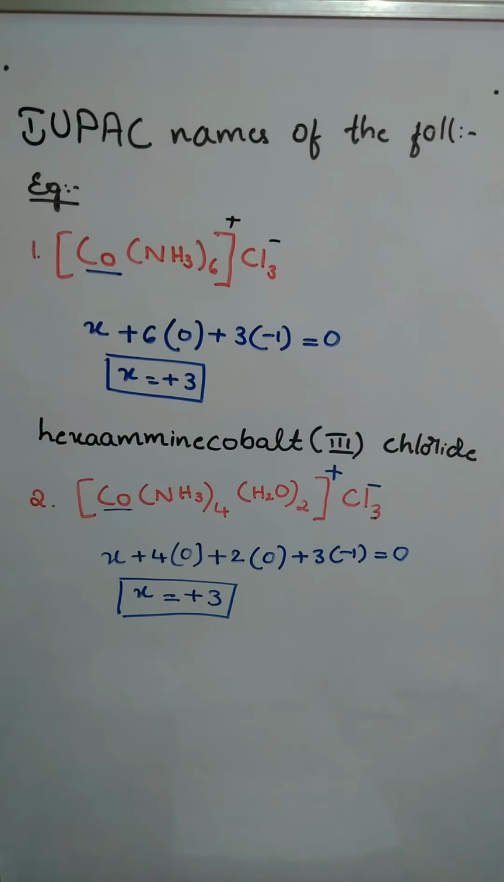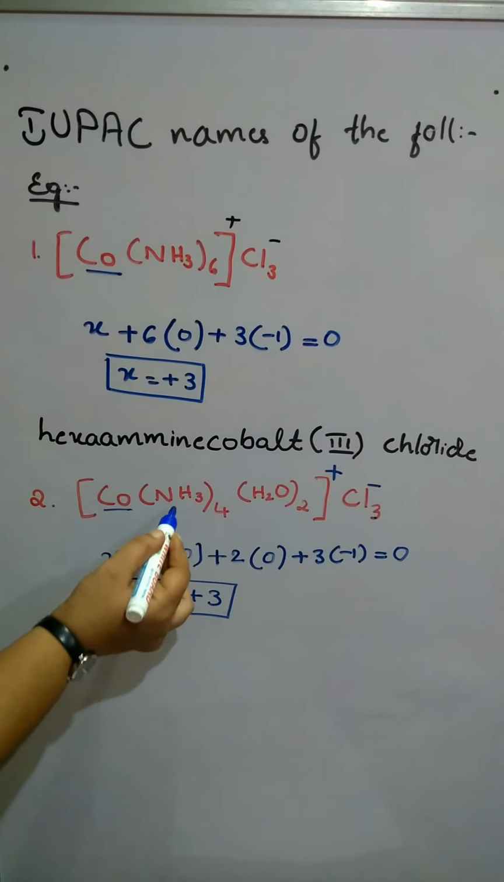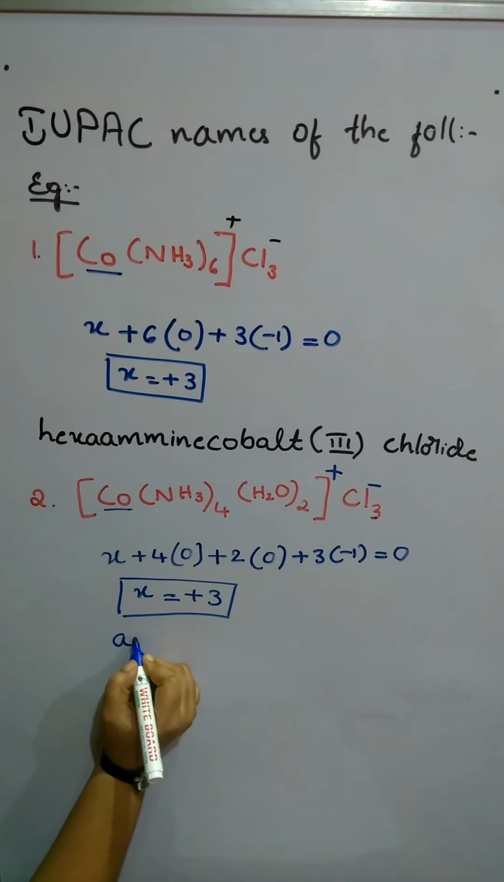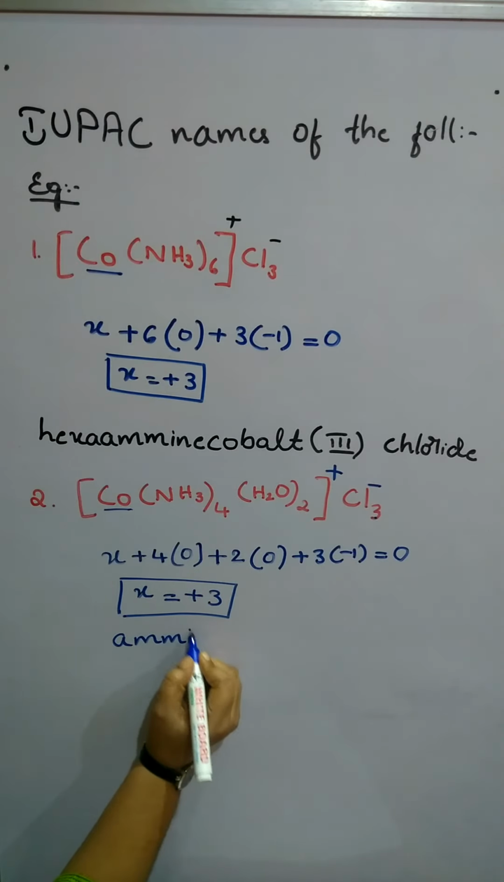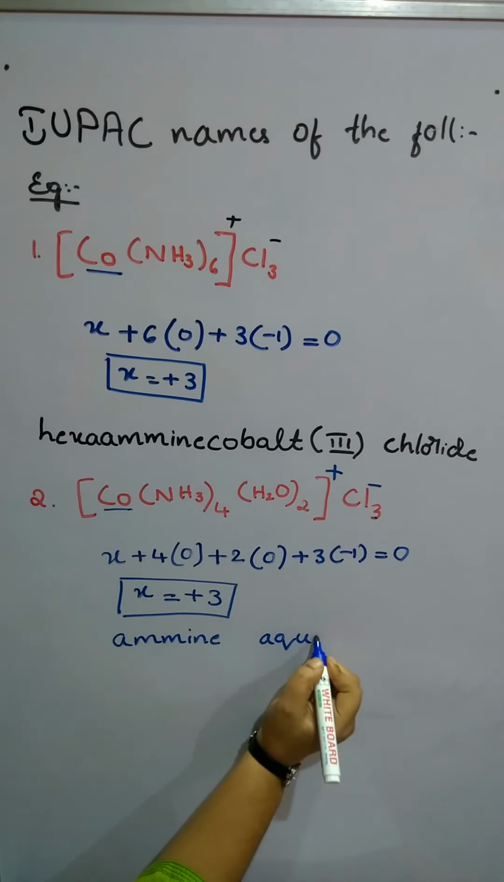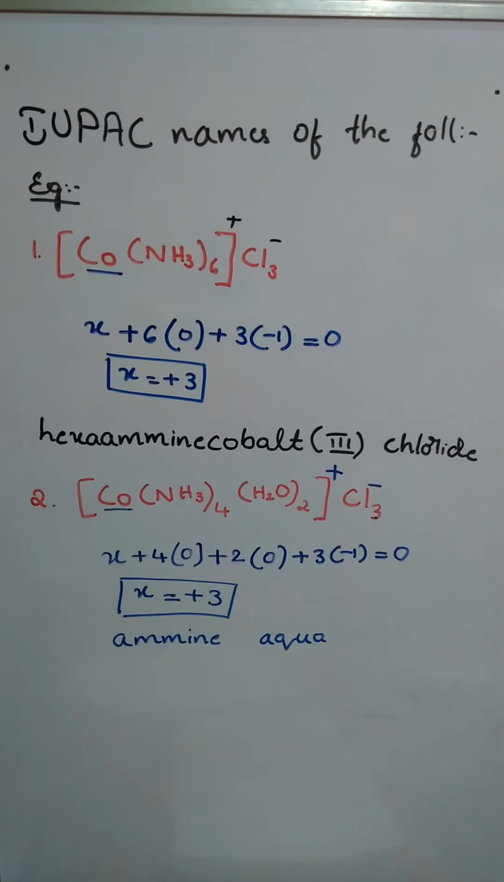First we need to name the ligands. For naming the ligands, we have two ligands here. One is NH3 and another one is H2O. NH3 is named as ammine, and H2O has to be named as aqua. One is ammine and another one is aqua. In the formula also we have seen, name of the ligands in alphabetical order.